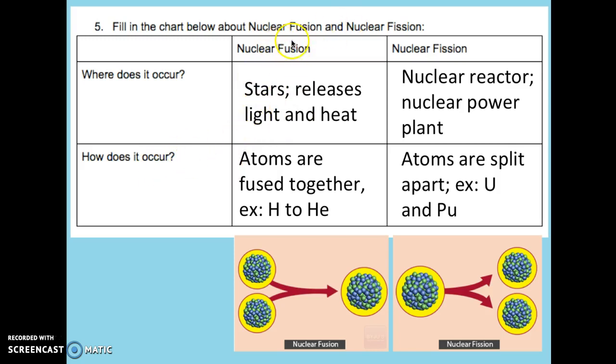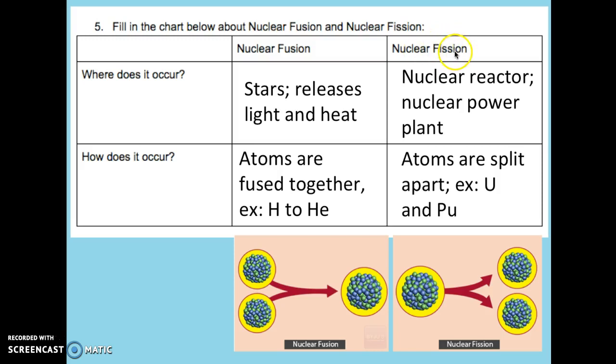So fusion, your stem, or the word part, fuse, refers to putting things together, smashing things together. So atoms are fused together. So fusing together hydrogen and helium is going to help stars to generate that radiant energy, whereas with fission, nuclear fission, your stem fiss refers to splitting apart.